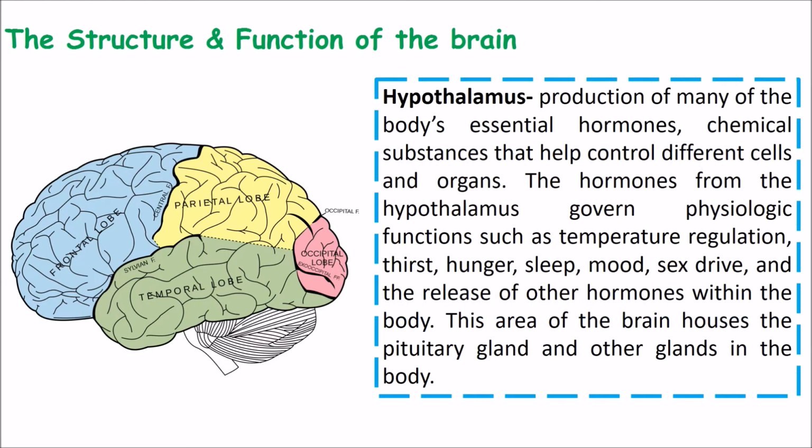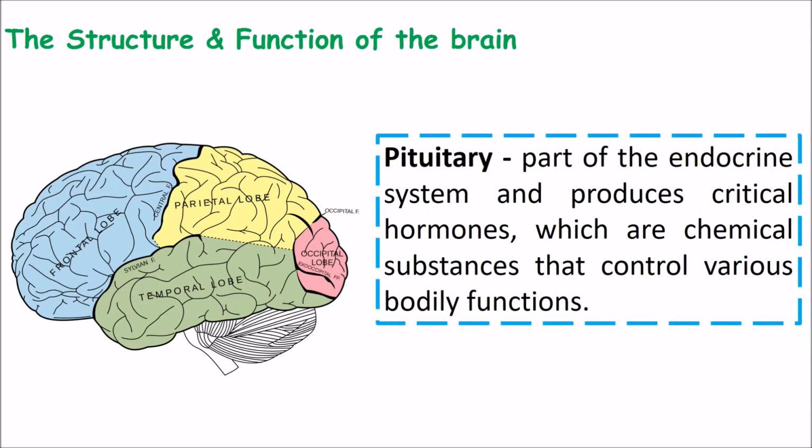The hypothalamus produces many of the body's hormones. The pituitary gland is part of the endocrine system and produces critical hormones, which are chemical substances that control various bodily functions.